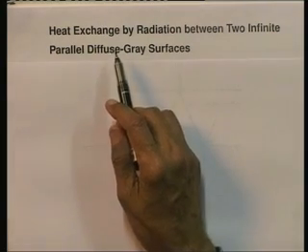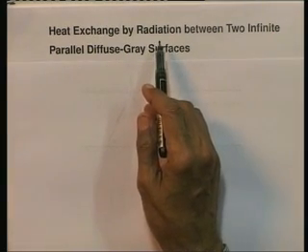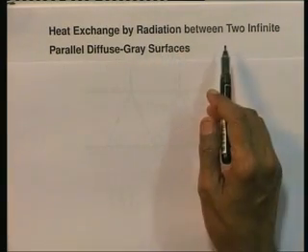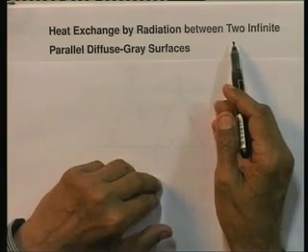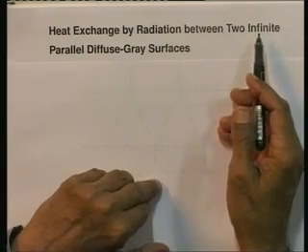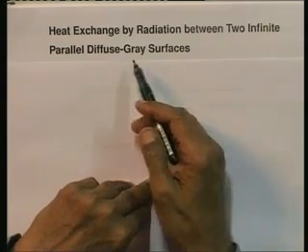Now, we want to go on to enclosures which have not black surfaces, but diffuse gray surfaces. And what we are going to do first is calculate heat exchange rates by radiation in an enclosure which consists of only 2 surfaces. What are the 2 surfaces? 2 infinite parallel diffuse gray surfaces.